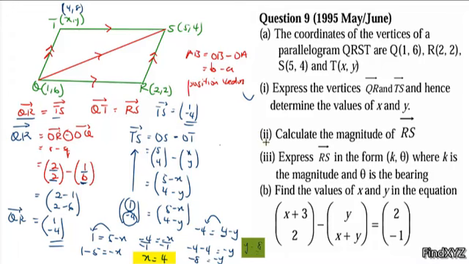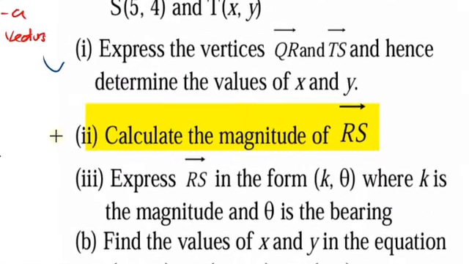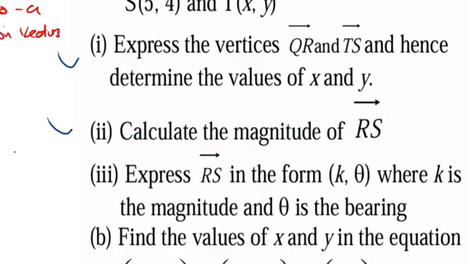Then what is the second thing? The second thing is for us to find the magnitude of RS. So we are going to work on vector R to S, the magnitude. But before we can find the magnitude, we have to know that vector. So let's find vector RS first, and when we are done, we find its magnitude.